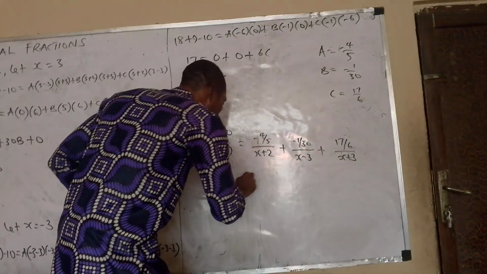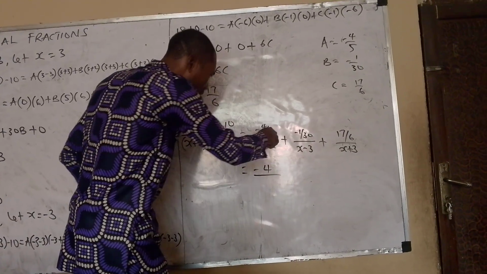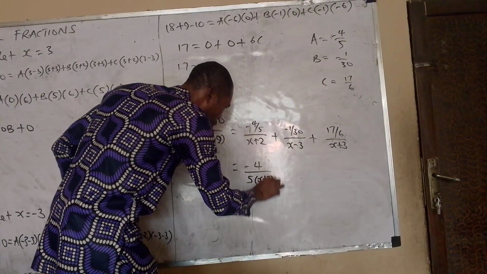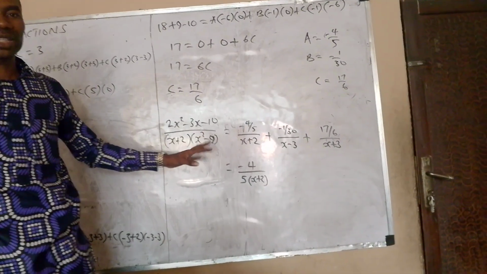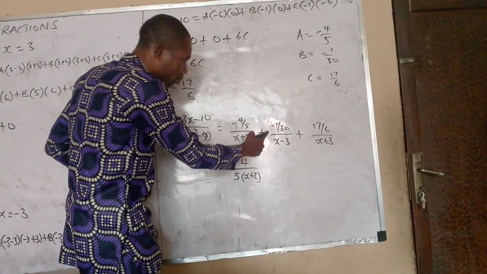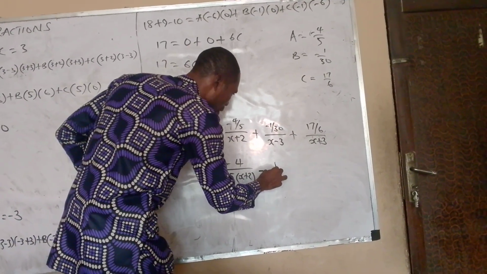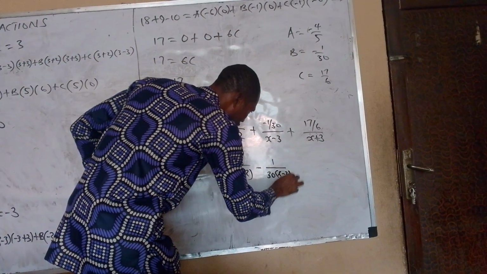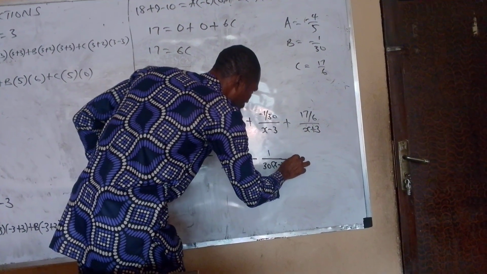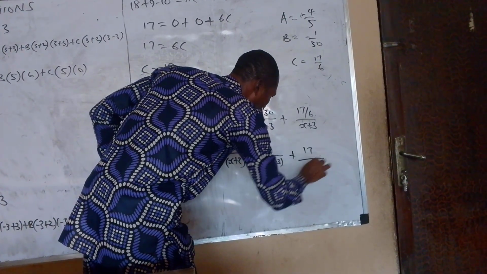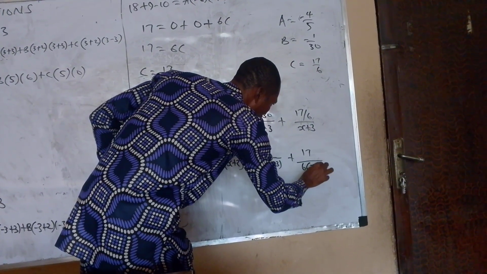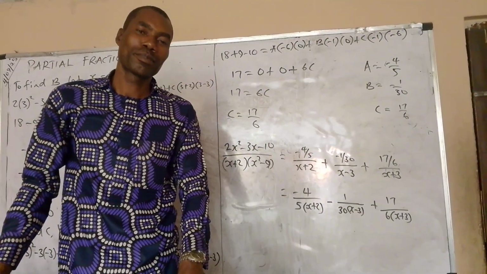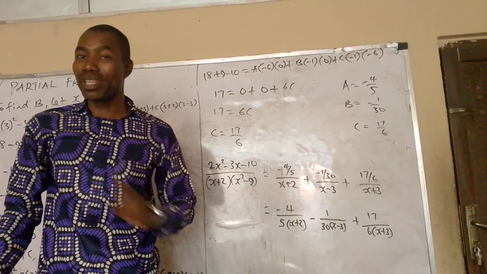In simplifying this, I will have minus 4 over, bring this 5 down, and the 5 will multiply everything here. So open a bracket, x plus 2. Simple fraction. Do the same thing here. Plus times minus is minus 1 over, bring us 30 down, 30 into bracket x minus 3 for the second fraction, then plus 17 over, bring us 6 down, 6 over x plus 3. My final answer. If you stop here, you are correct. But for me, I will not stop here.